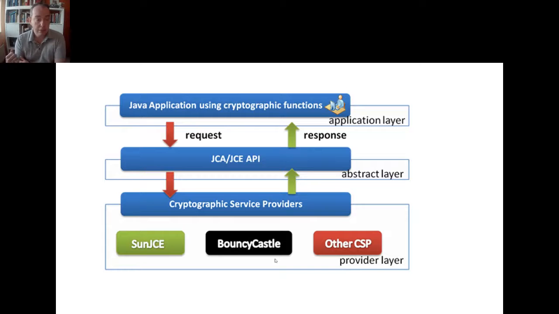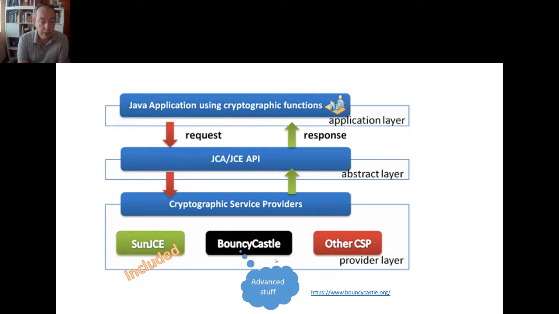So what does this look like? If you have a Java application using cryptographic functions, you make a request to the JCA, JCE. You go through the API, and then you have one or more CSPs, or cryptographic service providers. The Sun JCE is already included in the JDK, so it already contains a lot of cryptographic functions. But if you want to do advanced stuff, or different stuff that is not included, you can plug in any cryptographic service provider you want. For example, Bouncy Castle is a really well-known one. You can find it on www.bouncycastle.org, or you can use another CSP that you can plug in.